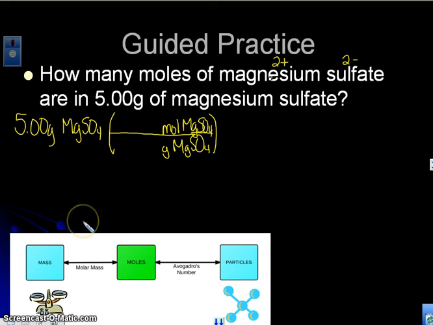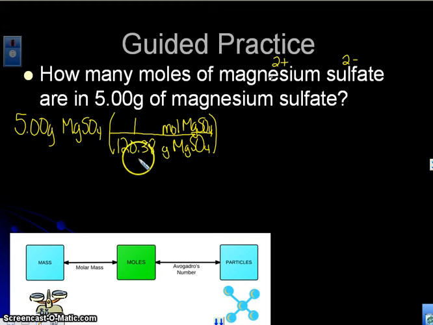We need 1 magnesium, 1 sulfur, and 4 oxygens. When we add those up, that gives us the mass of 1 mole of the substance. So 1 mole of magnesium sulfate is equal to 120.38 grams of magnesium sulfate.